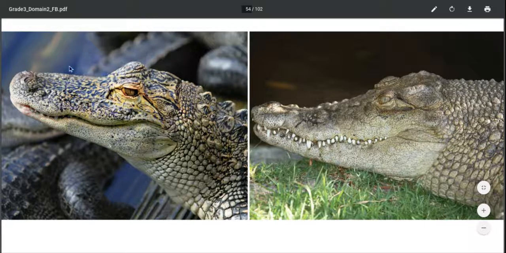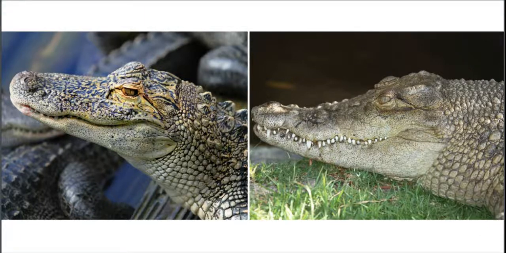Alligators have a U-shaped snout. A snout is like another name for a nose. And crocodiles have a pointier or more V-shaped nose. Alligators are more U-shaped. And they live in different continents as well.